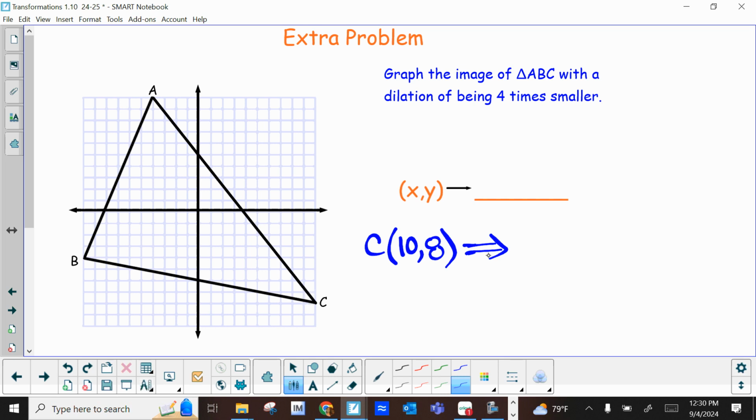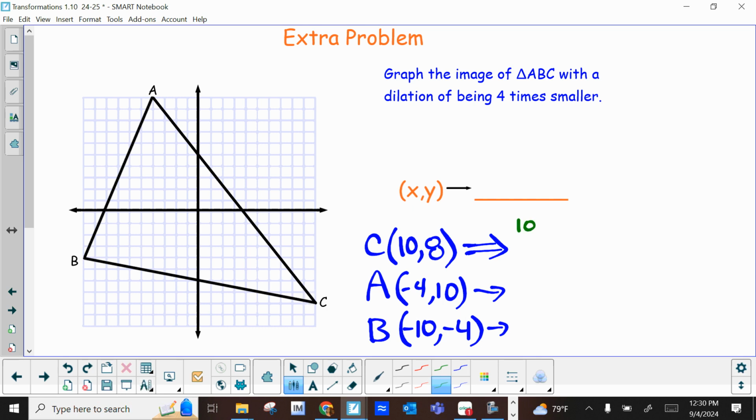Let's try another one. Letter A. A is at -4, 10. And then B is at -10, -4. So to get 4 times smaller is kind of like dividing by 4 or multiplying by 1/4. So there are 2 ways to do that. 1/4 of 10, or 10 divided by 4, is what you want to do to figure out your first coordinate for C prime. So 10 divided by 4, I believe, is 2.5.